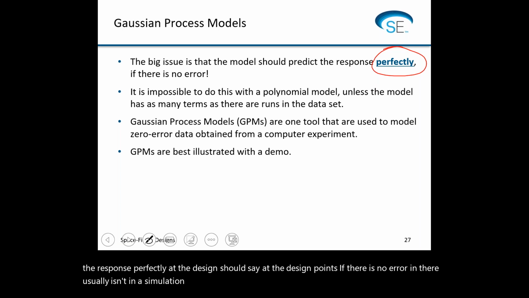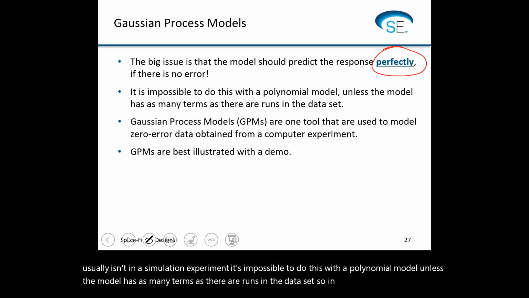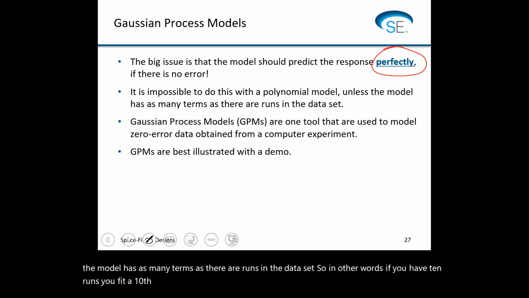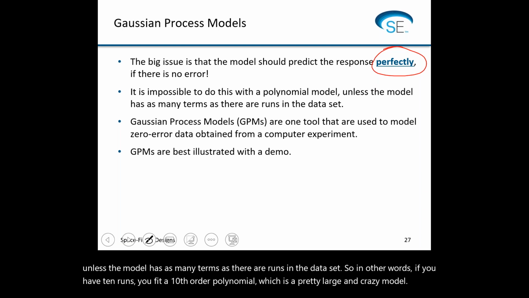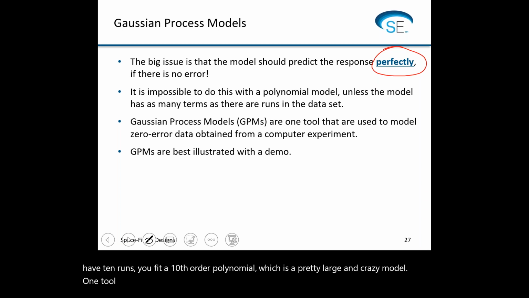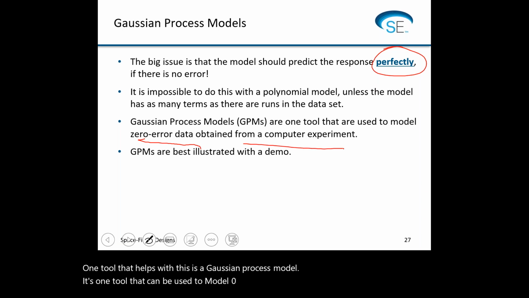It's impossible to do this with a polynomial model unless the model has as many terms as there are runs in the data set. So in other words, if you have 10 runs, you fit a 10th order polynomial, which is a pretty large and crazy model. One tool that helps with this is a Gaussian process model. It's one tool that can be used to model zero error data obtained from a computer experiment.